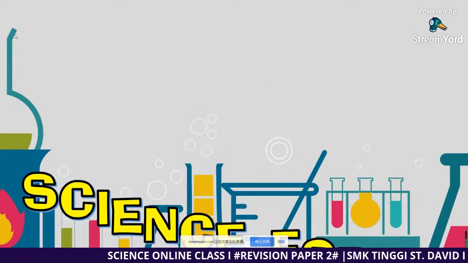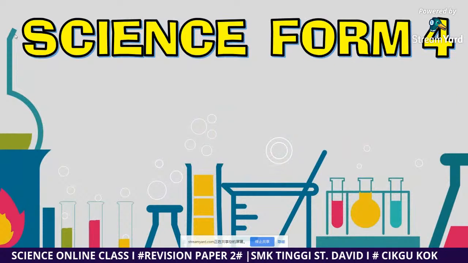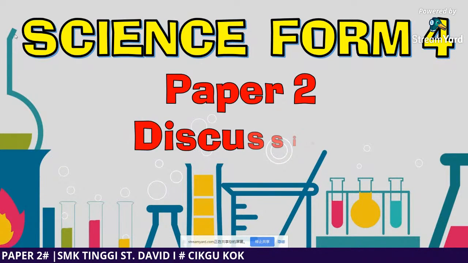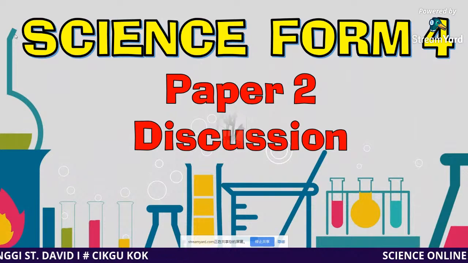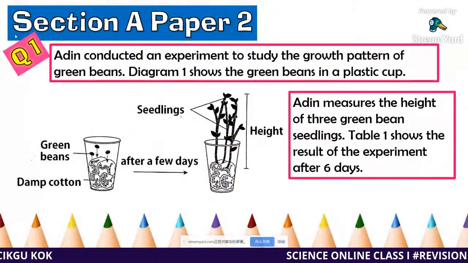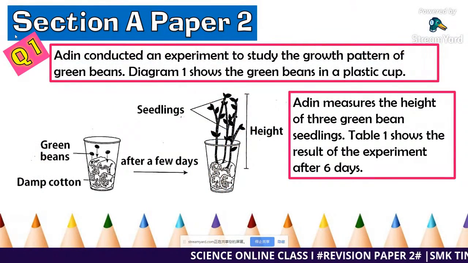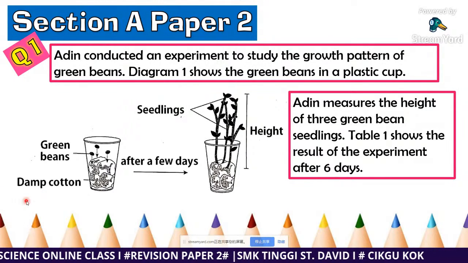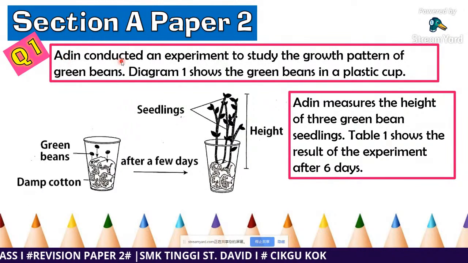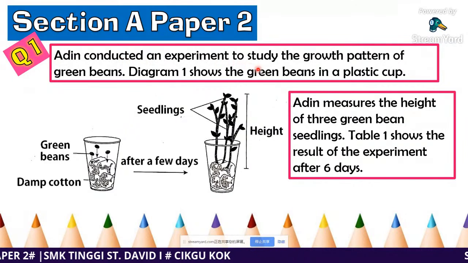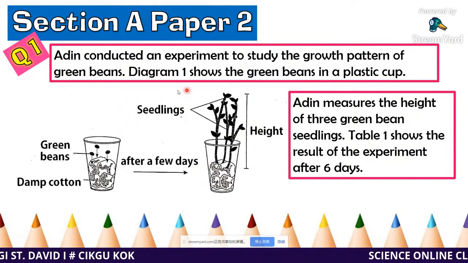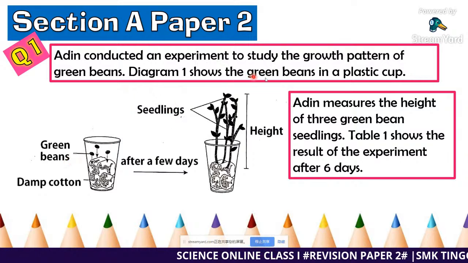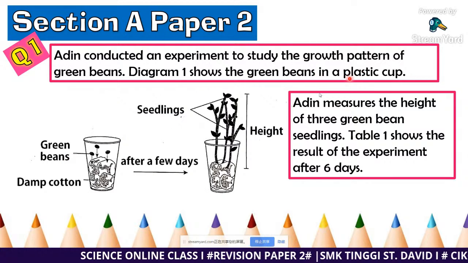Okay, so from here we need to discuss the science form 4, paper 2 discussion. Okay, let's see the first question for paper 2, section A. Okay, now we're going to see the question. There's an experiment conducted to study the growth pattern of the green bean. Okay, now you see diagram 1. It shows the green bean in a plastic cup.